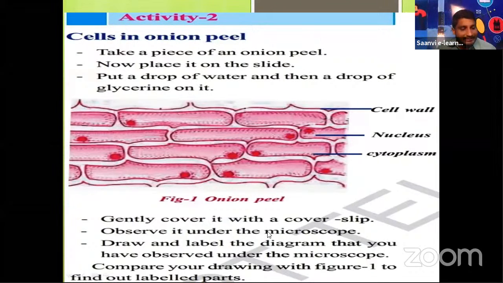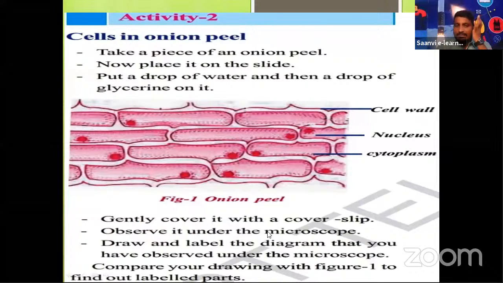Take a thin piece of that onion peel and place it on the slide. Put a drop of water and then a drop of glycerin on it to get a clear picture, and gently cover it with a cover slip. Observe it under the microscope. Draw and label the diagram of what you have observed. You have to maintain the observation book at that time and draw what you observe.